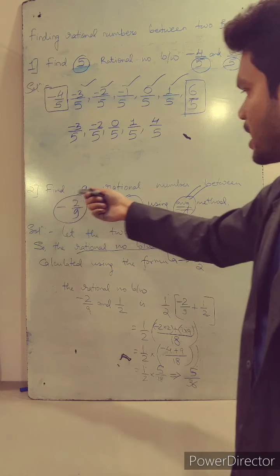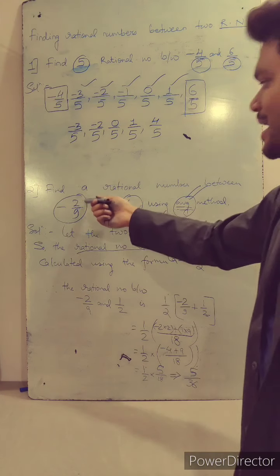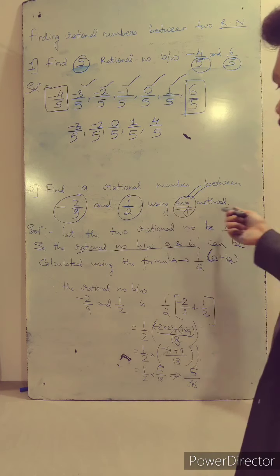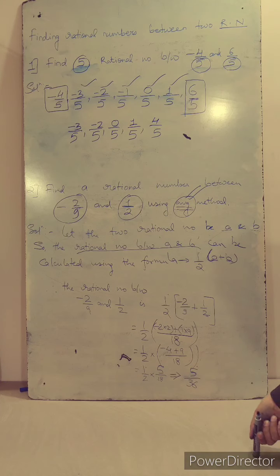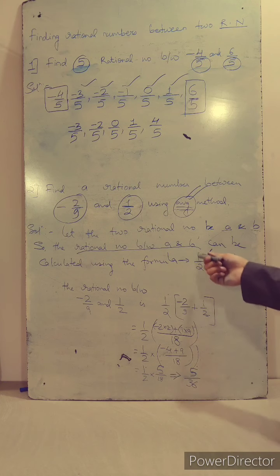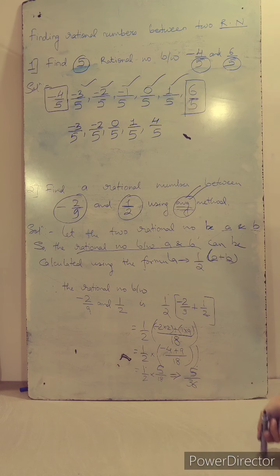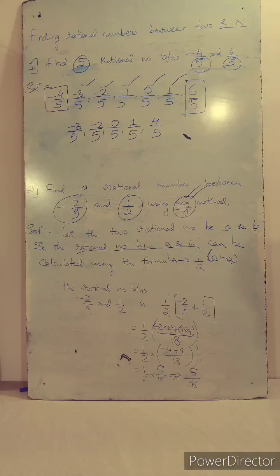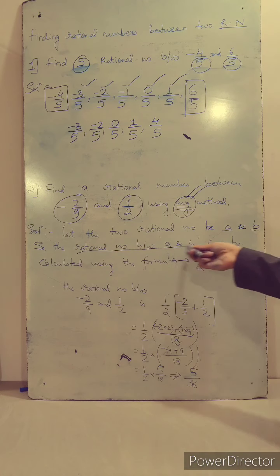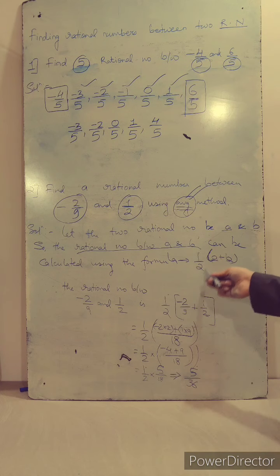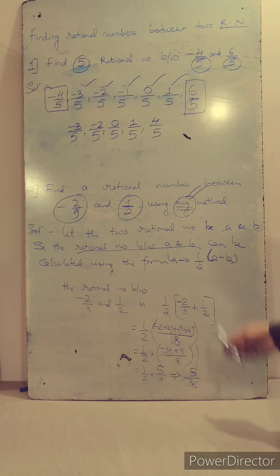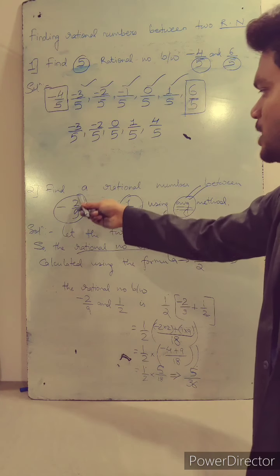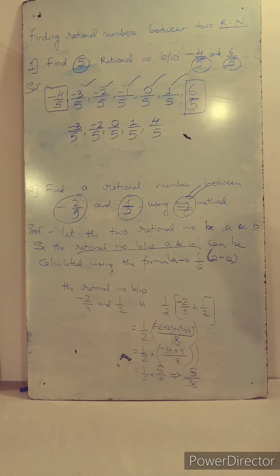Now in question number 2, again we have to find rational numbers between minus 2 by 9 and 1 by 2, but using average method. So in average method we have to use one formula, that is 1 by 2 in bracket a plus b. So let the two rational numbers be a and b, and if we need to find a rational number between a and b, we have to use the formula half in bracket a plus b, where a and b are the rational numbers. So minus 2 by 9 and 1 by 2 are the values of a and b.